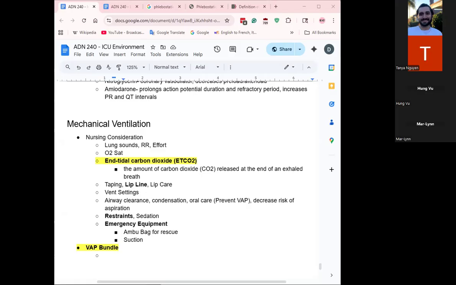Now, something you will need to know for the test is called the VAP bundle. This is ventilator-related guidelines for you to follow in order to prevent pneumonia from happening. So some of the things that are included there.